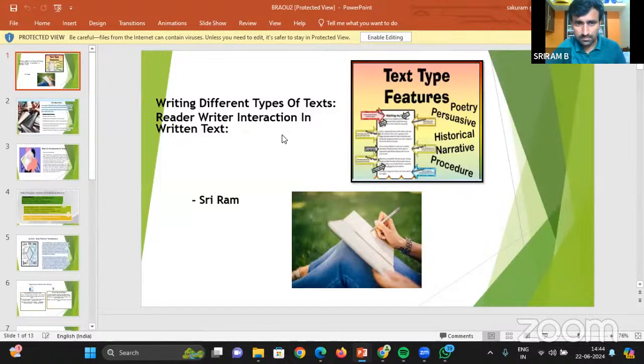The text type has changed, sir. Different types of writing, different types of text. Reader-writer interaction in written text. So what is this? The term reader-writer interaction in written text. First, tell me what reader-writer interaction is. Please tell me how do we interact with the text?